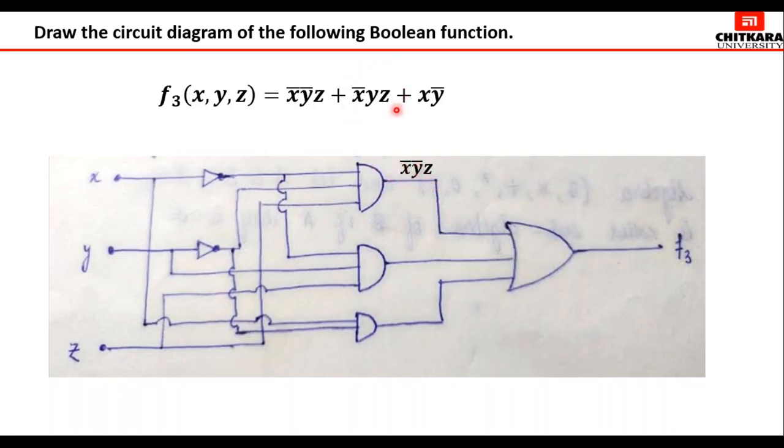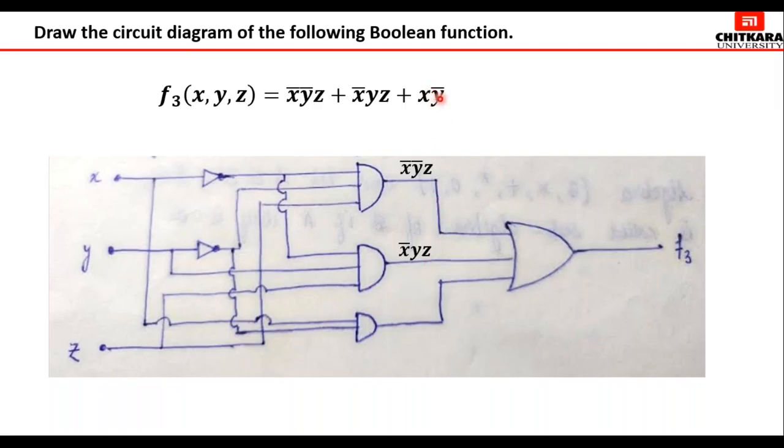Now let's discuss about X bar, Y, Z. So you can see, this was my X bar. This is coming like this. Here, this is X bar. Then I need Y. So Y has been brought like this. And I need Z. So this is how Z is reaching this logic gate. And then I'm combining these three with the help of an AND logic gate. So here, this output will be X bar Y Z.